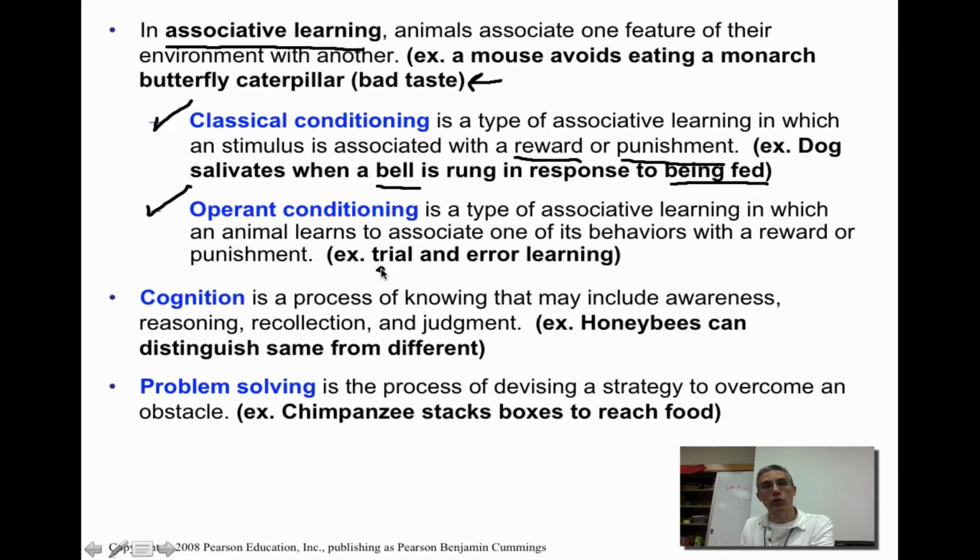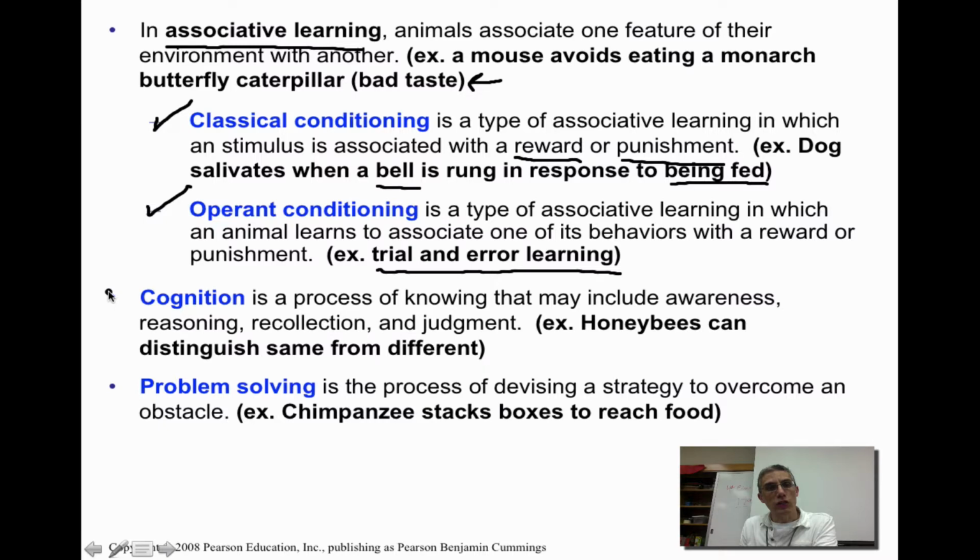Sometimes they will refer to this as a trial and error type of learning. A really good example of this operant conditioning, or trial and error learning, is the experiment performed by B.F. Skinner. B.F. Skinner put a mouse or a rat inside of a box that had a couple of levers. Because of trial and error, the mouse would push down a lever to get food. Eventually, over a period of time, it figured out which lever it needed to push.